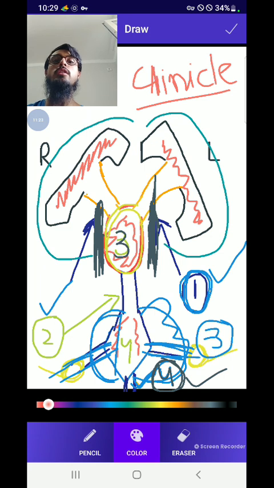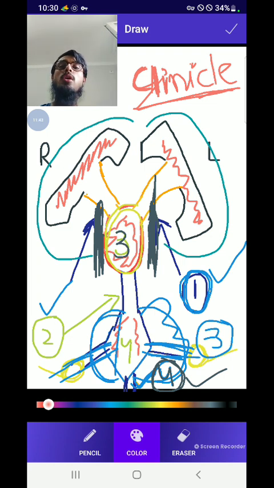Guys, do not go by my writing. My writing is very beautiful, but now on the screen I cannot write properly, so I have to label the diagram and explain to you. Okay, so what is the clinical importance of the ventricles of the brain?